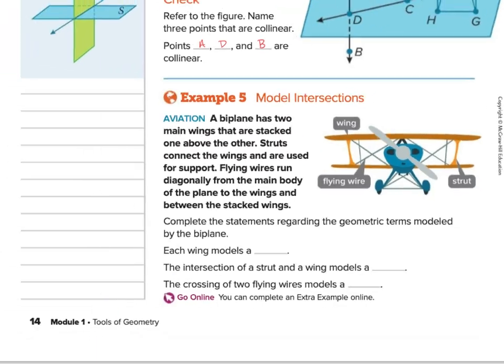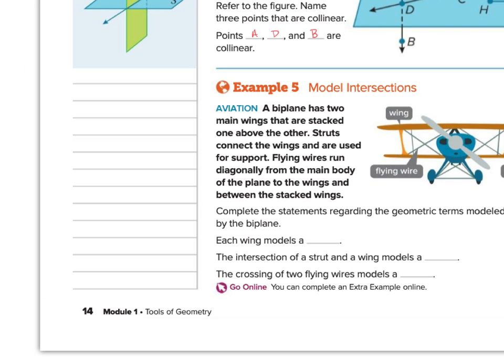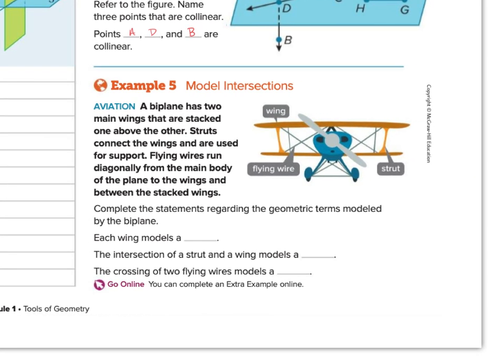So with that, I think we're almost on our last example here, and I would just say that modeling is using geometric terms and shapes and figures to identify real world things. So a biplane. Here we have a picture of a biplane. It has 2 main wings that are stacked one above the other. Struts connect the wings and are used for support. Flying wires run diagonally from the main body of the plane to the wings and between the stacked wings.